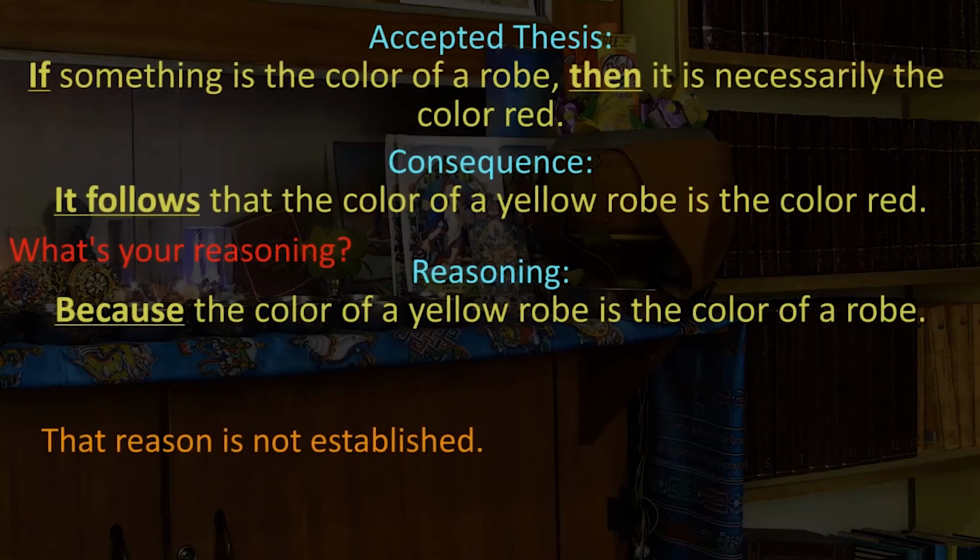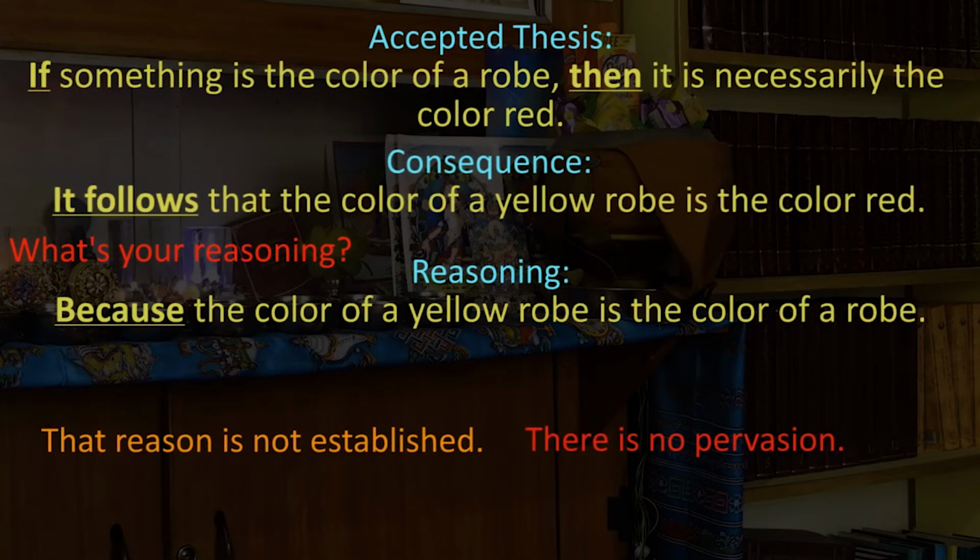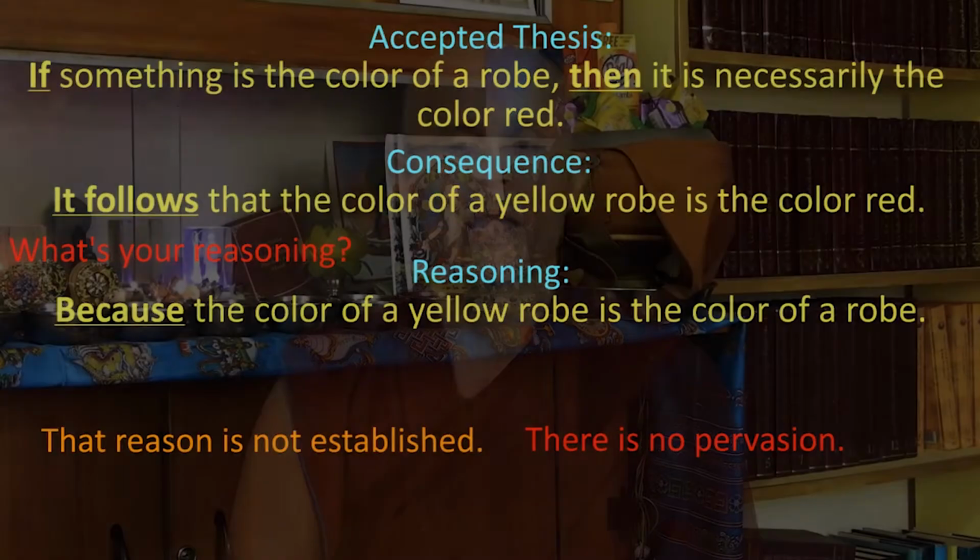And now I've given my reason, and the person responding only has, again, two ways they can respond. They can either say, my reason isn't established. You have not proven your reason. You have not proven, in this case, that the color of a yellow robe is the color of a robe. The other option they can say is that there is no pervasion. And what that means is that it does not matter if you've proven or not proven your reasoning, because your reasoning bears no consequence on the earlier statement.